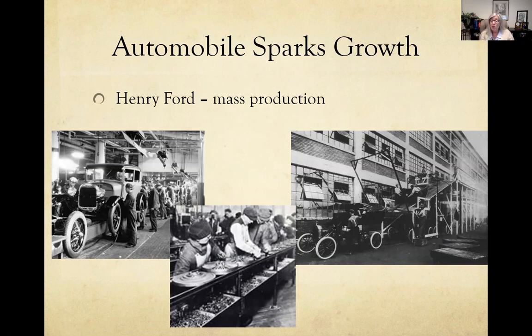The automobile with Henry Ford, his mass production is going to be unprecedented. It got to the point where they could produce a car start to finish within, I don't know, something like 15, 20 minutes with this assembly line where they put all the parts together.